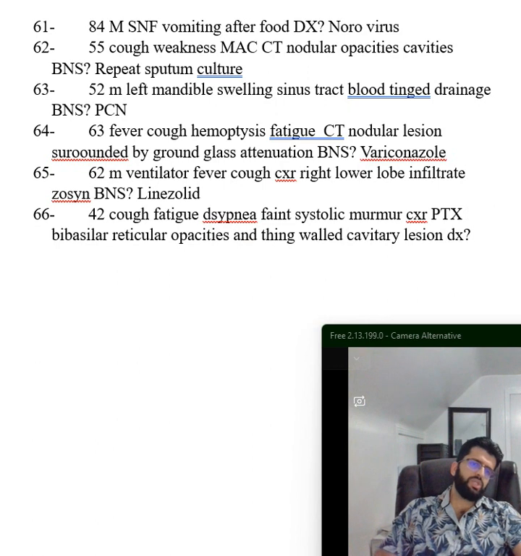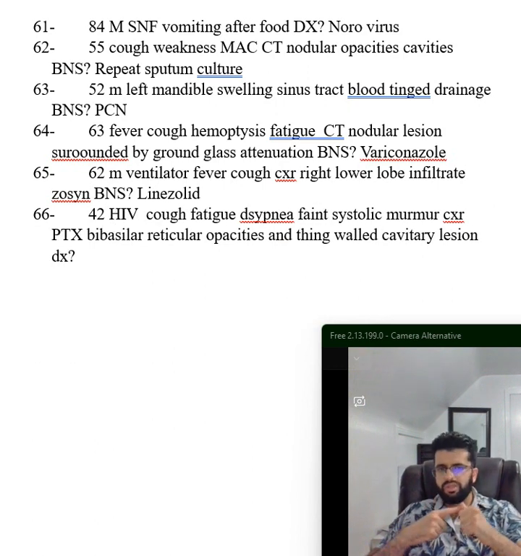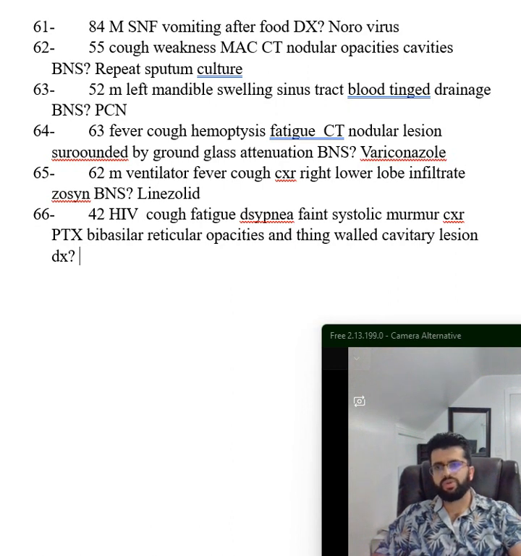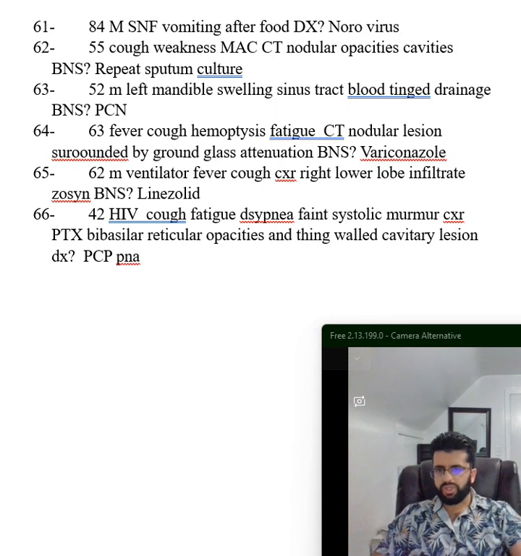And then this patient has HIV. So basically they're asking you what lung infection causes pneumothorax, pneumonia, and cavitary lesion in an HIV patient most commonly. So which one? Anyone comes to mind? There's one very specific for HIV. Yes, it is PCP. Okay, Pneumocystis jirovecii pneumonia.